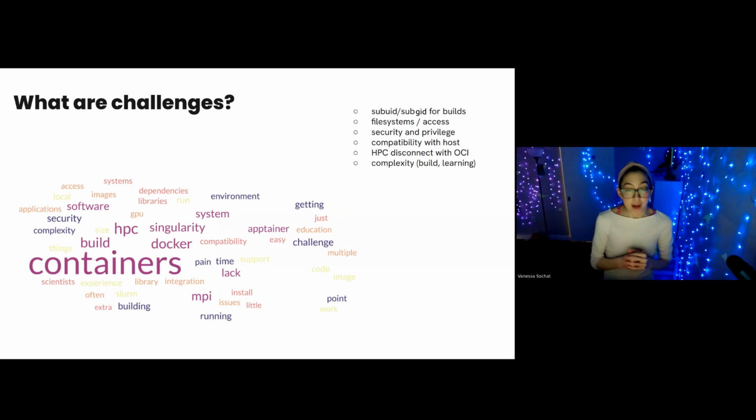Speaking of OCI, a lot of people said that our HPC community is disconnected from it. I do agree about that, with the single layer CIF, et cetera, and the complexity of the whole thing: building, learning, running. It is a lot to learn, but containers have become a regular part of our life. So maybe it's getting easier.